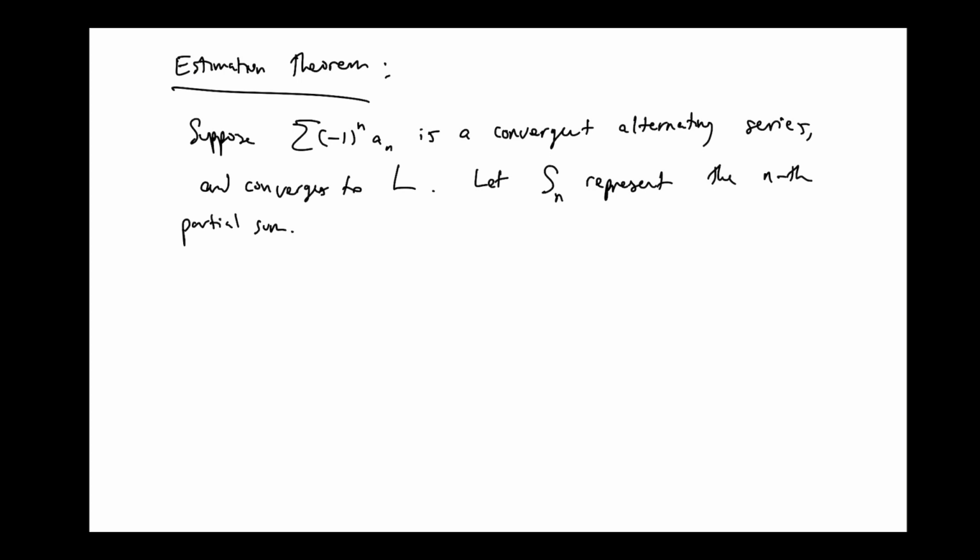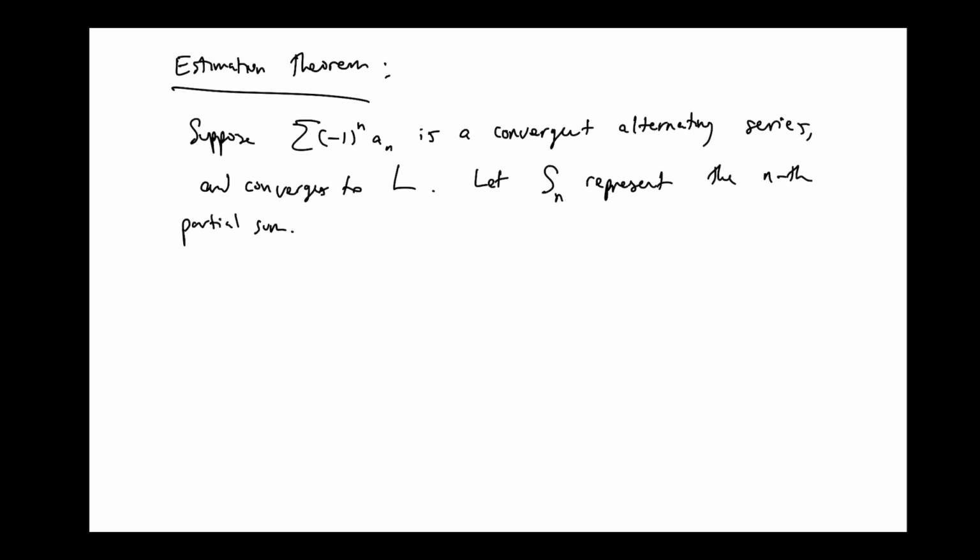Does it have to be alternating to use this? Yes, it does. Well, for the 1 over n series, it would diverge. But for the 1 over n squared series, we could kind of cook up similar results for non-alternating series, but this result specifically only applies for alternating series.